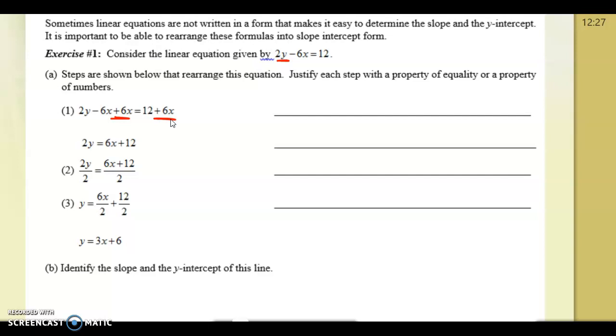Divided by 2 on both sides, split that division up so that each piece was divided by 2, and ended in slope-intercept form, y equals 3x plus 6. Why don't we do that right now? We'll get ahead of ourselves. Who'd like to tell me the slope and the y-intercept based on what we did at the beginning of class?